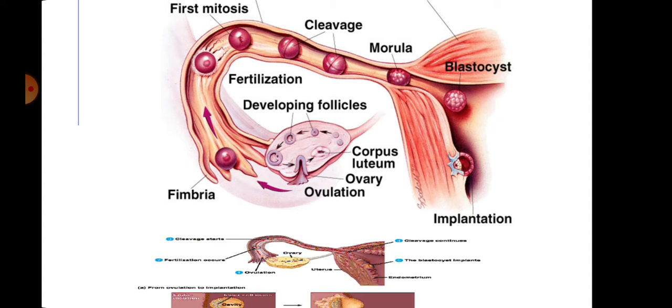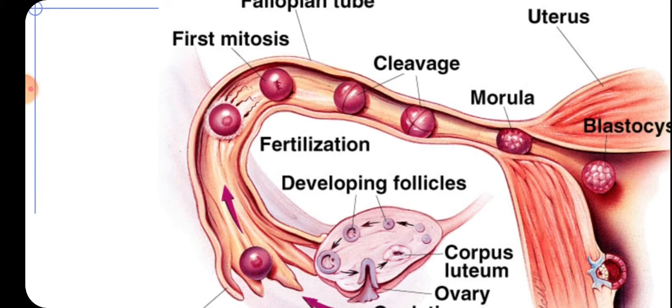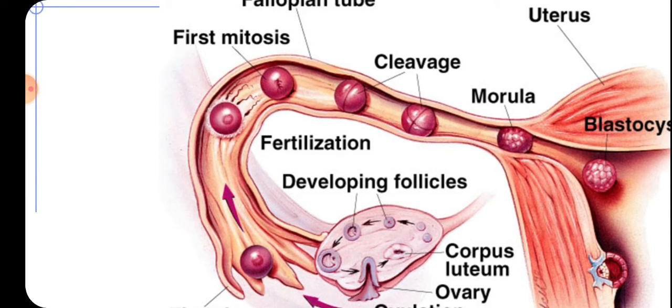In the cut open ovary, you can see the developing follicles, and finally you can see ovulation has taken place by the release of the ova or the egg into the fallopian tube, and the remaining part after the release of the ova, the corpus luteum, can also be seen in the diagram of the ovary. Now, in the fallopian tube, after the fertilization has taken place, you can see some sperms traveling to the egg.